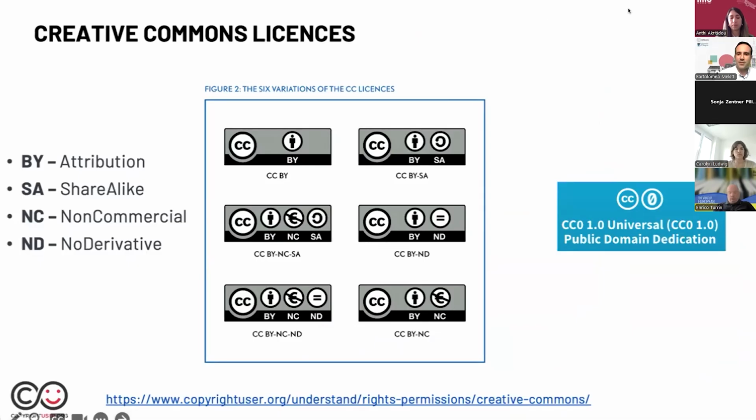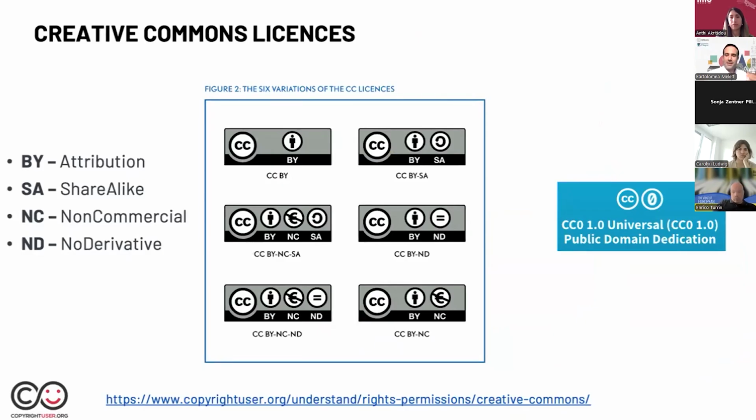Creative Commons licenses are open licenses in the sense that they are licenses that allow everyone to use the work in certain ways. And there are 6 types of Creative Commons licenses, all of which are different combinations of the 4 conditions you can see on the left-hand side here. All Creative Commons licenses will require attribution, will require you to credit the author of the work.